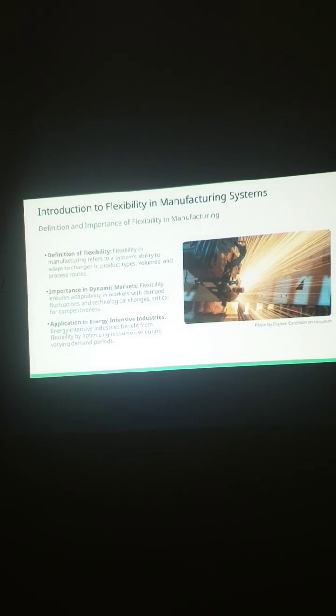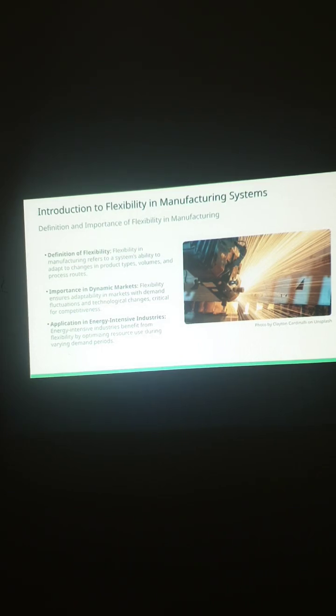Okay. I'm going to do the lecture on flexibility analysis in manufacturing system, which is among the subjects that I'm going to teach for the master students. I hope the audience can get some information from this topic. So the topic that I choose is introduction to flexibility analysis in manufacturing system. Okay, what is flexibility analysis?